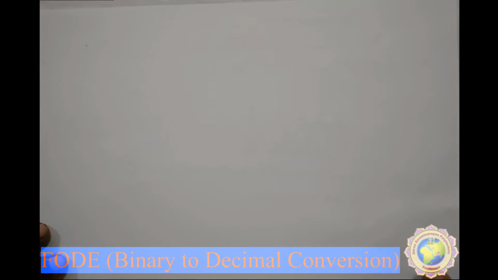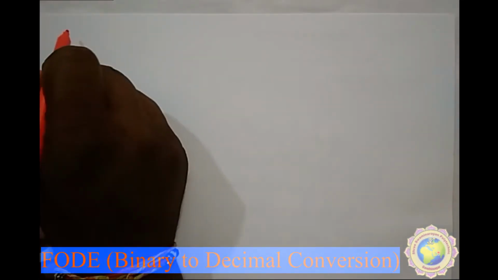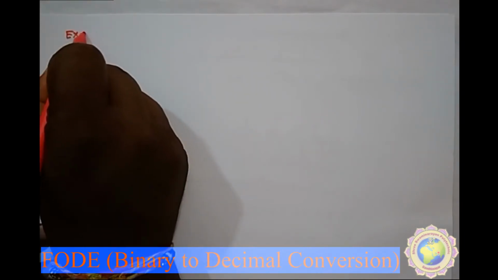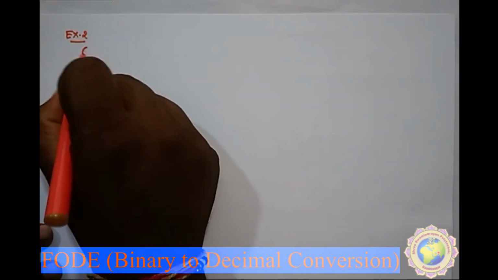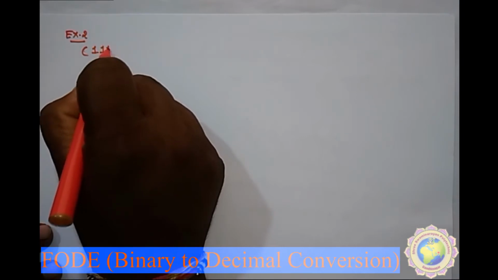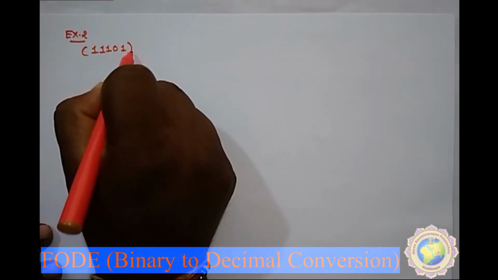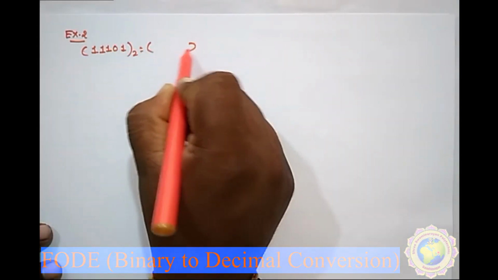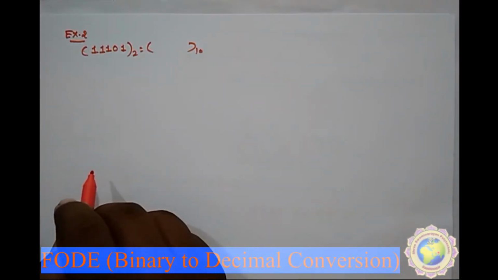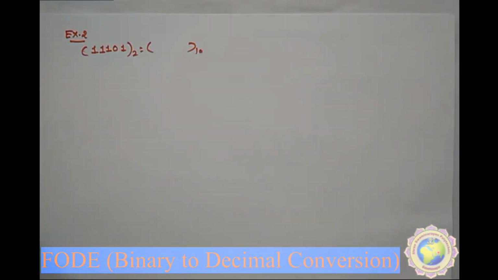Okay, so see the example here. Example number 2. Suppose you are given another number, 11101, and it is to be converted into decimal. So follow the same procedure I have given you.